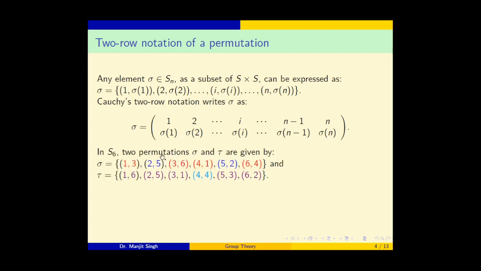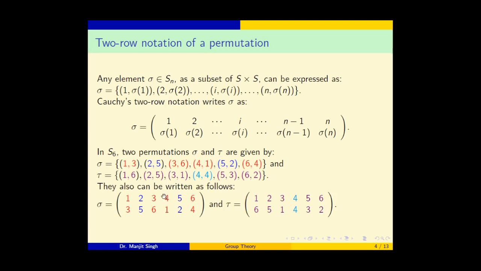When we are dealing with S6, the symmetric group of degree 6, we consider two permutations sigma and tau in set-theoretic form, and the Cauchy representation of these two permutations is given below. Here we can see that 1 has image 3, 2 has image 5, 3 has image 6, 4 has image 1, and so on. The same fact can be written in set-theoretic form and in the form used by Cauchy.